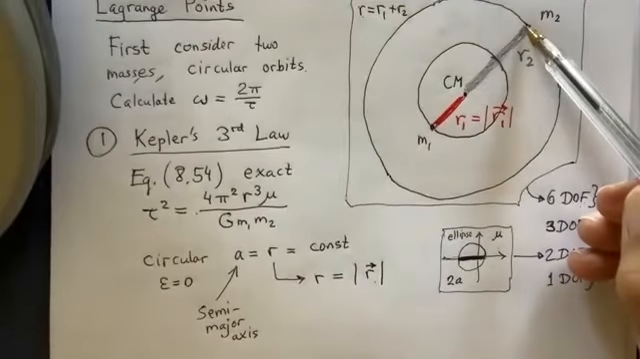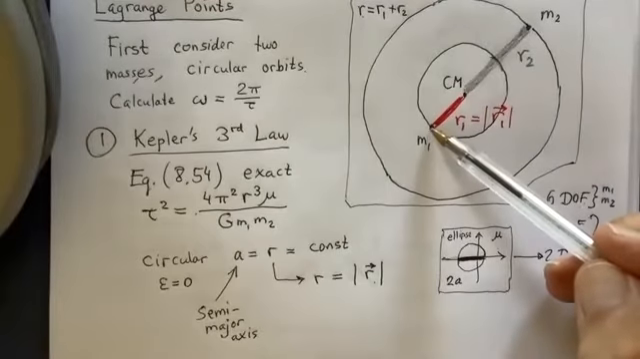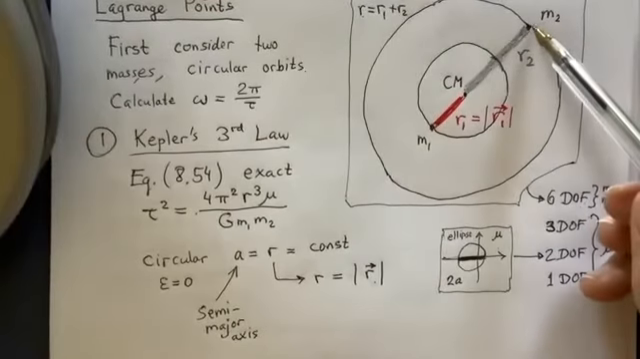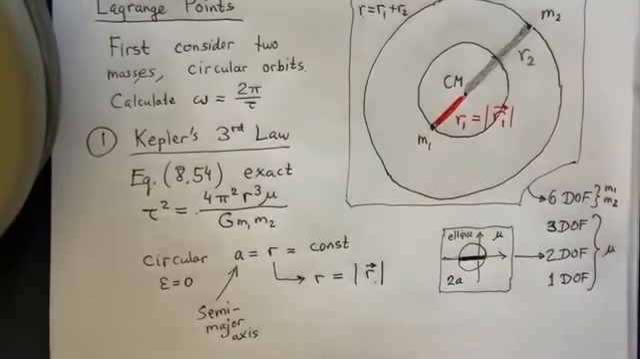The diagram as it's shown here has the mass m1 approximately twice the mass m2. So maybe that's 1,000 kilograms and this is 2,000 kilograms. That's an example.